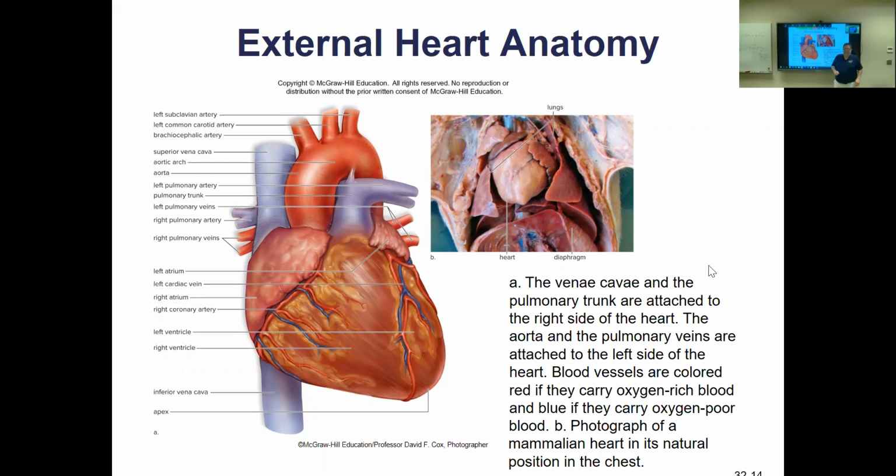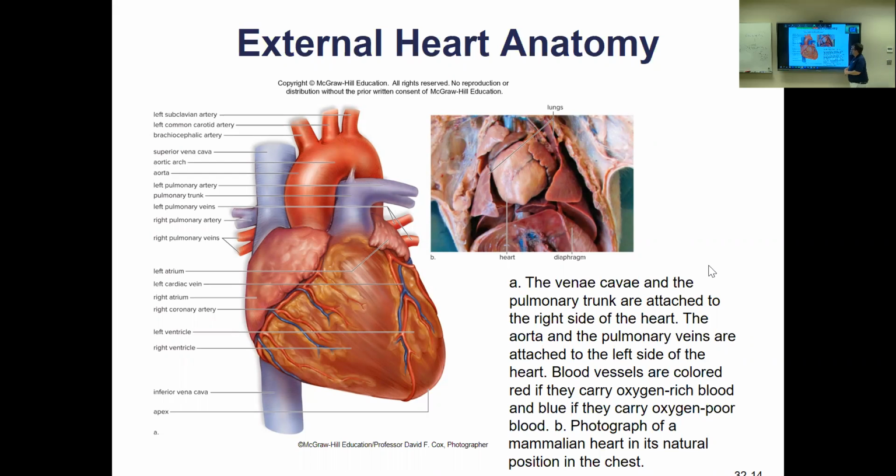So when we dissect the heart, or we'll look at a cat possibly, or a pig in lab, you'll see this. This is actually a little cat, I believe, in the picture right here. This is a cat or pig heart. See it laying with the lungs on the inside of it. The tip is called the apex, and it's always in the left ventricle.